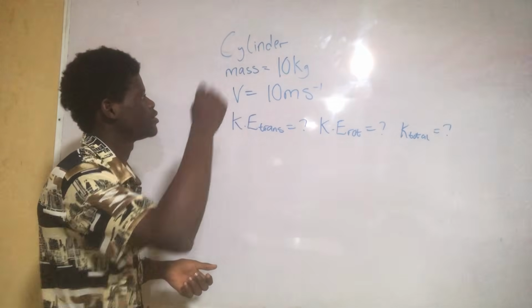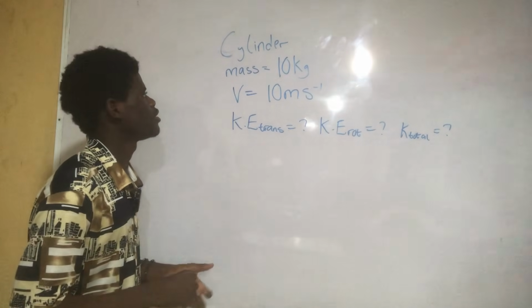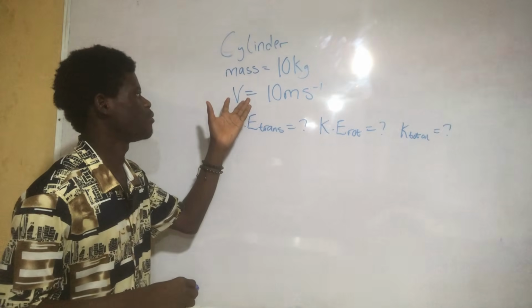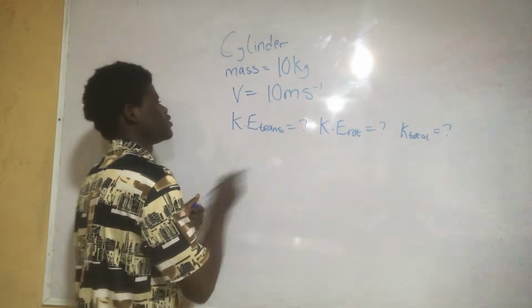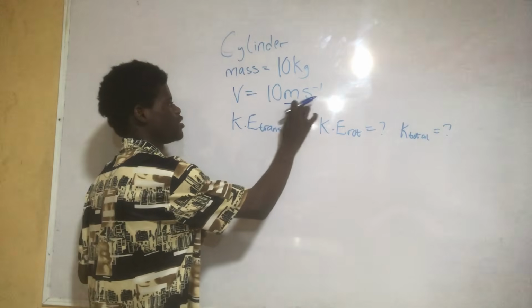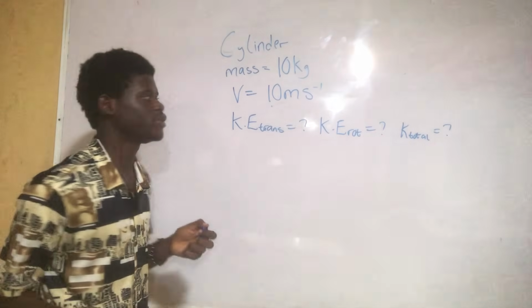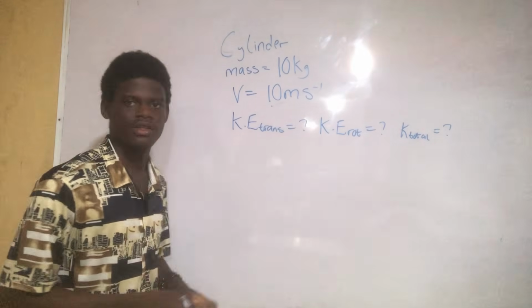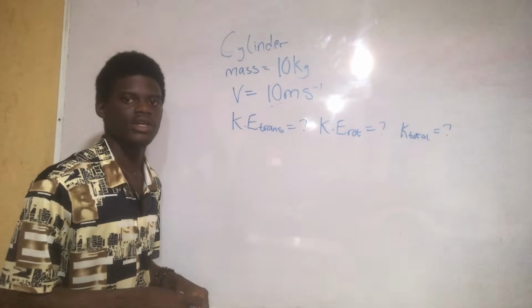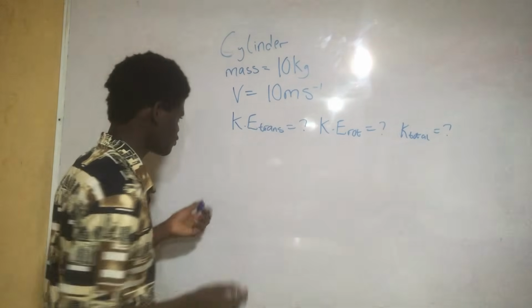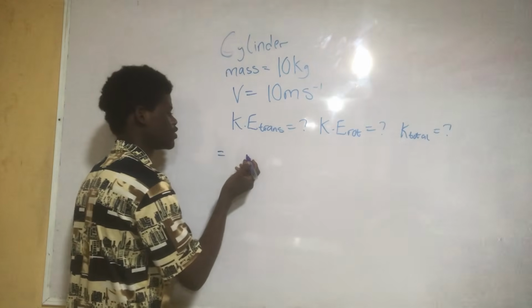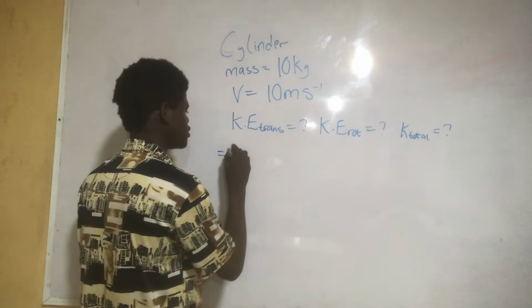It is rolling downwards, and they said the mass of that cylinder is 10 kilograms, and they give the velocity. So this is a linear velocity. How do I know? Because it's stated in the question as a speed, in meters per second. If it were in rad per second, that would be angular velocity. So this is linear velocity. So to find the translational kinetic energy, it is half mv squared.